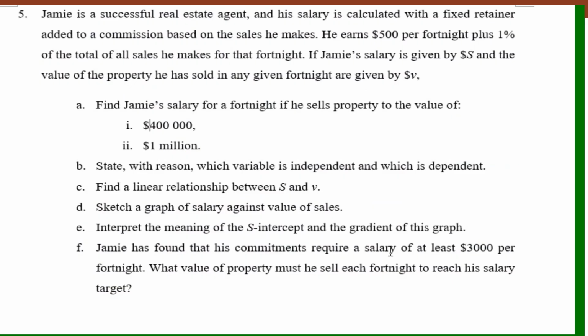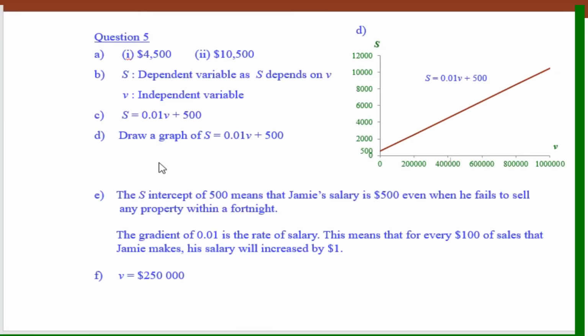Jamie has found that he requires a salary of at least 3,000. What value must he sell? So now they're telling you S is 3,000. Find V. When you substitute into the equation, you will get V equals 250,000.